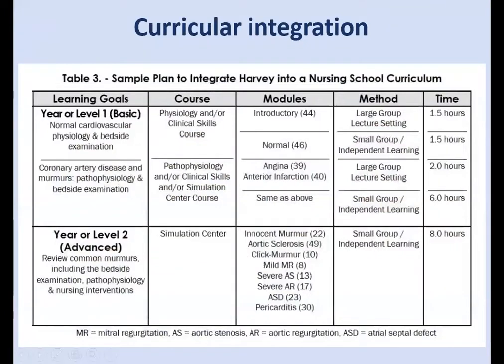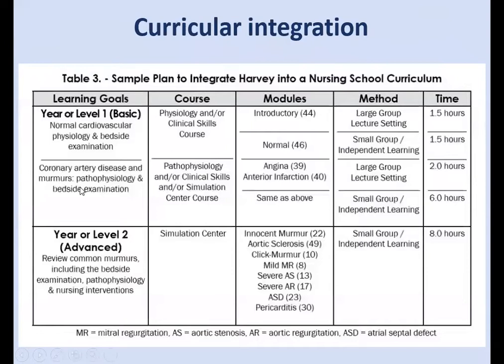This is an example for the nursing school where we have a more basic assessment and a more advanced assessment in the second year, and each one is focusing on different things. The first year, you'll have more normal cardiovascular physiology and bedside examination, just being able to differentiate what's normal from abnormal, and it creates that basis. Here are the courses and modules, for physiology, introductory normal modules on Harvey, and the types of methods or individualized learning strategies that you can use, such as large group lecture setting, small group, or independent learning, and the amount of time that would be required to accomplish these.